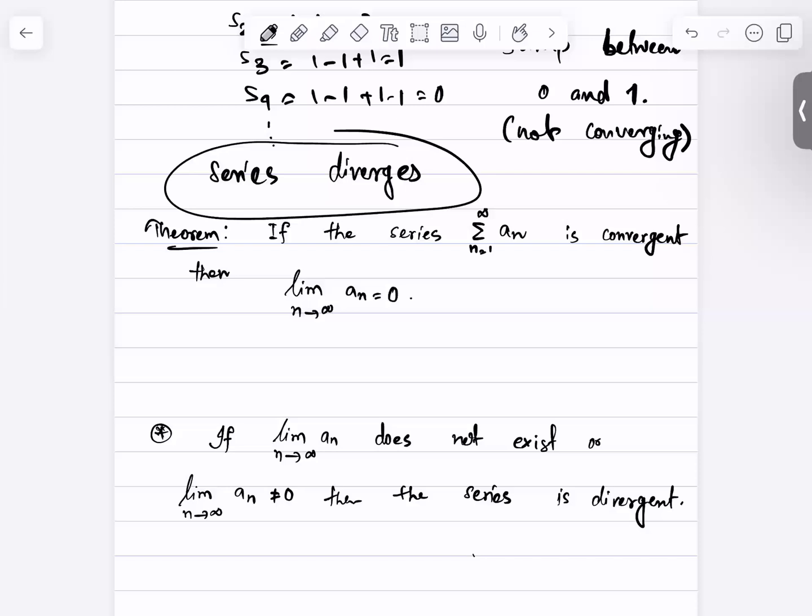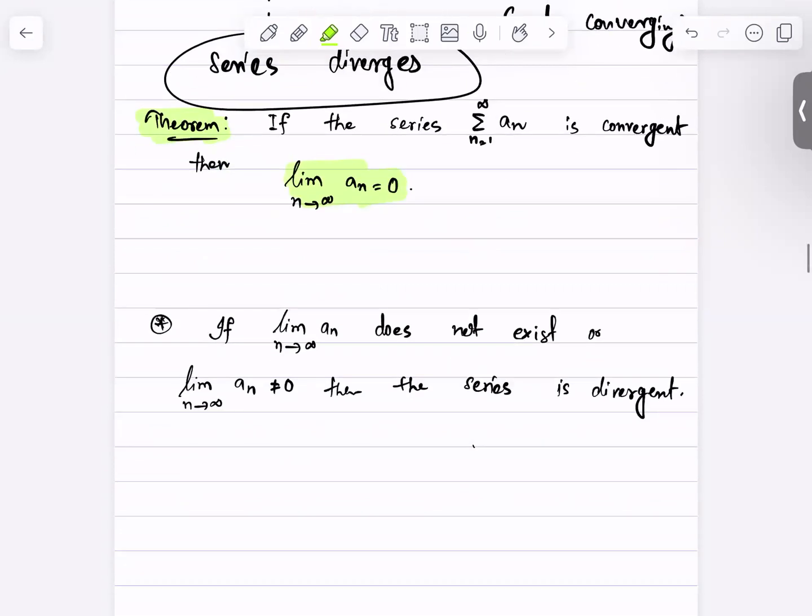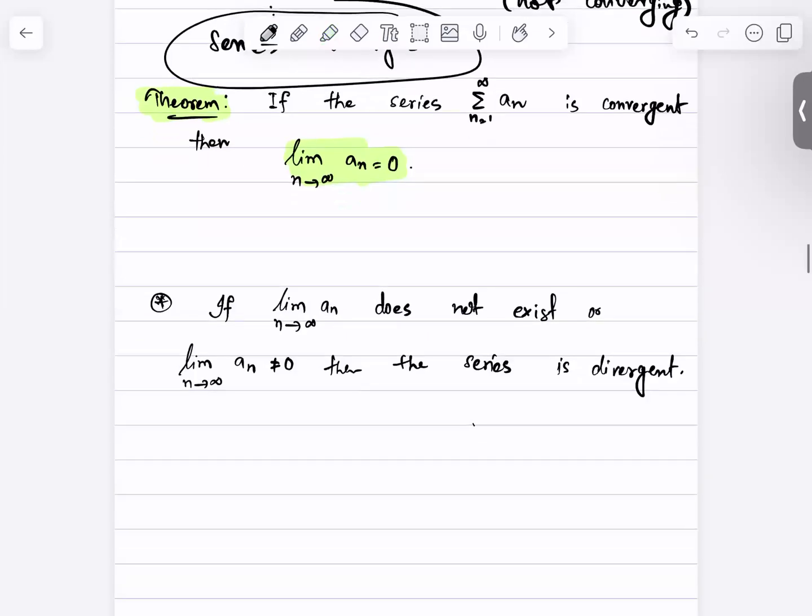The next thing is actually the divergence test that you might need to use in solving some of the homework problems. It's a theorem. It basically says that if the series summation an is convergent, then the limit of the general term of the series, as a sequence, should also go to 0. This is not an if and only if condition. So one way is true, but the other way is not. We'll see some examples later.